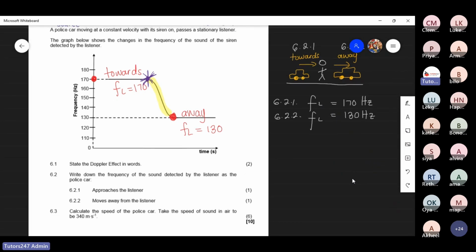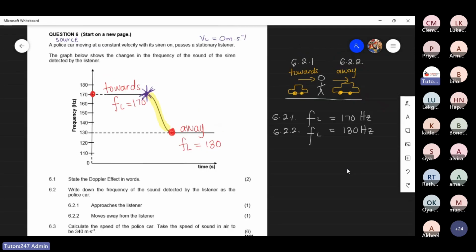So our next question is question 6.3. Calculate the speed of the police car. Take the speed of sound in air to be 340 meters per second. So that 340 meters per second, which is our speed of sound in air, that is our value of V. Our value of our listener, which we previously mentioned, is 0 meters per second.